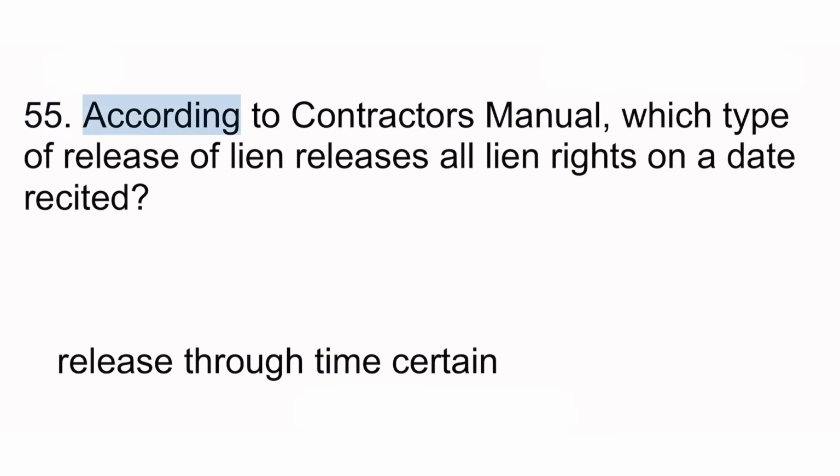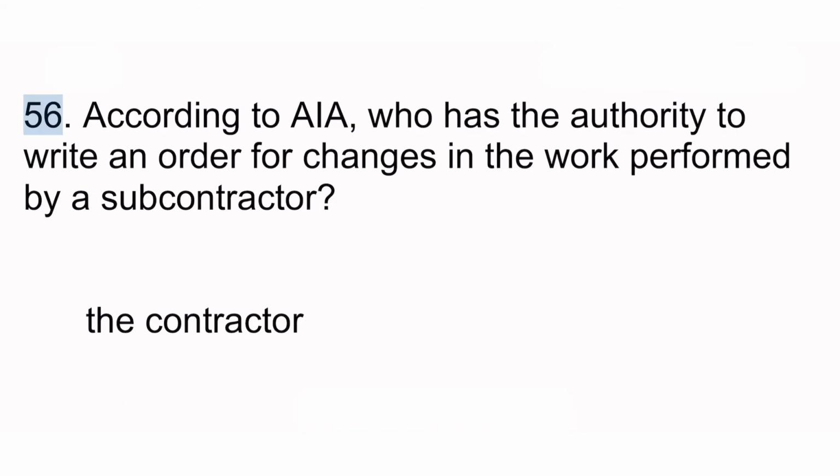55. According to Contractor's Manual, which type of release of lien releases all lien rights on a date recited? Release through time certain. 56. According to AIA, who has the authority to write an order for changes in the work performed by a subcontractor? The contractor.